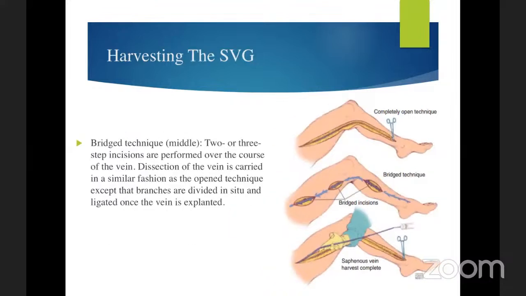For the bridge technique, two or three stepped incisions are performed over the course of the vein. Dissection of the vein is carried out in a similar fashion to the open technique, except that the branches are divided in situ and ligated once the vein is explanted.